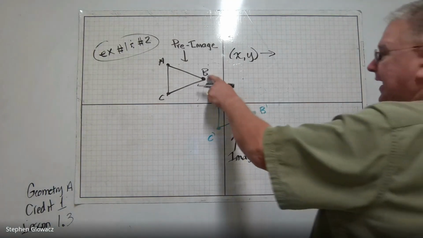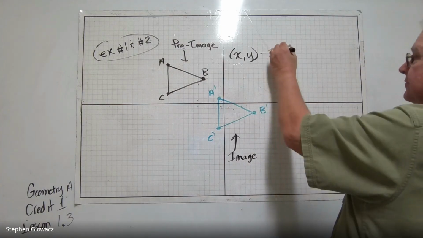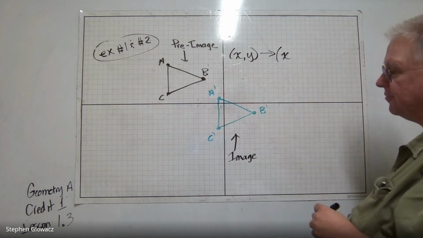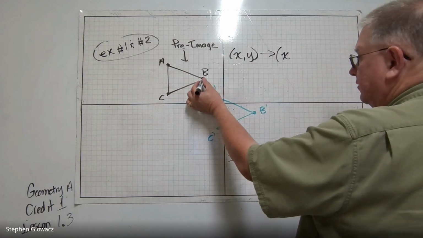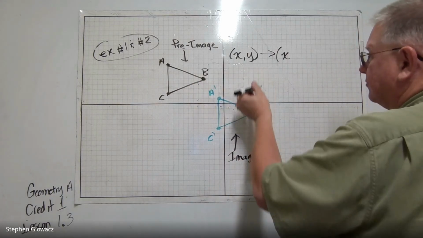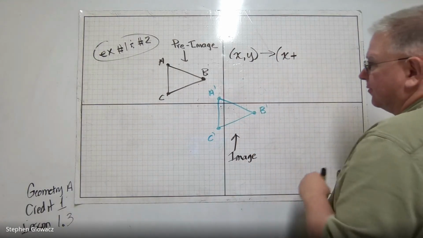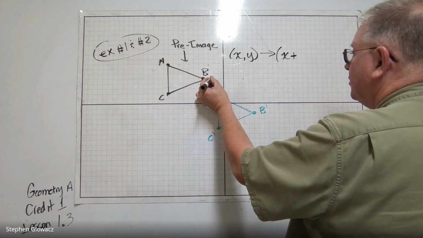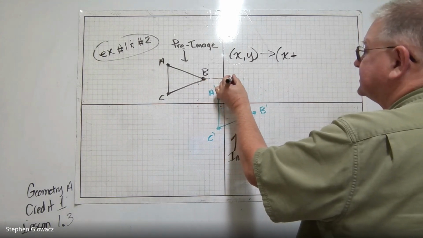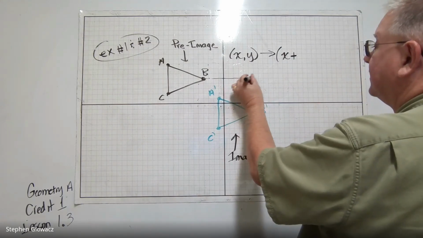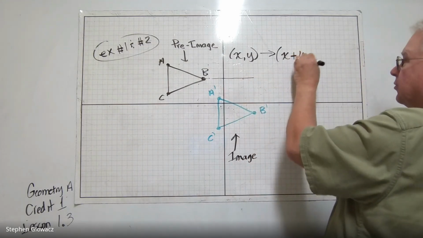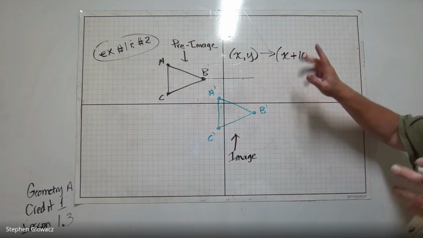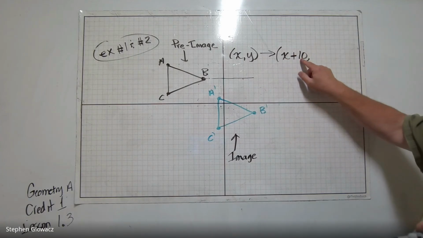So to go from B to B prime, first of all, we're going to move to the right. That's going to be our X movement, in the positive direction. So that's 1, and we're just counting the squares, 2, 3, 4, 5, 6, 7, 8, 9, 10 squares. So plus 10. Our rule is (x, y) translates to x plus 10.